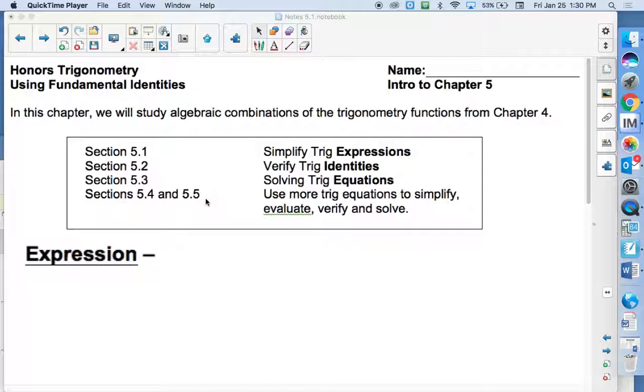In 5.1 and 5.2, they're essentially the same thing, except in 5.1 we won't know what we're trying to break it down to. In 5.2, where it says verifying, it'll tell you what it's supposed to be broken down to in the end. In 5.1 we don't know what we're trying to find. You just have to feel good about, yeah, I got the answer. Whereas in 5.2, they will tell you what the answer is supposed to be, so you already know the answer, you just got to get there.